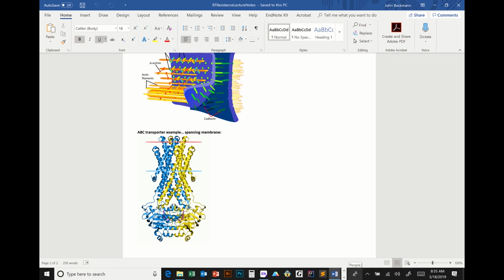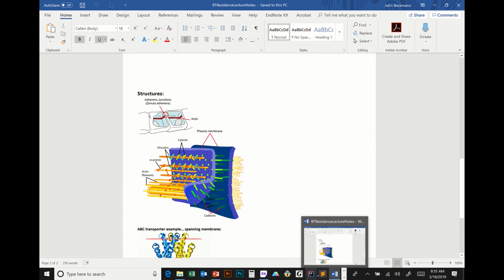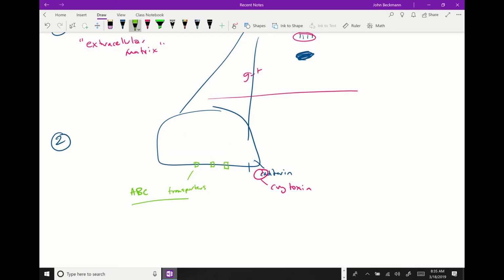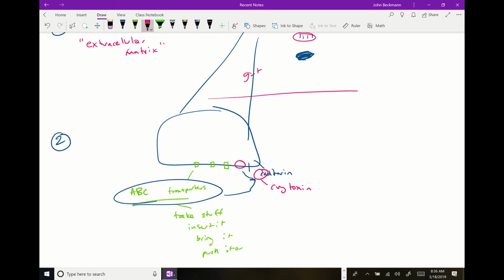And then what these things can do is they take stuff and insert it or bring it through or push it out of the cell. So the second step is these ABC transporters grab the Cry toxin and they bring it into the membrane. And then the Cry toxin opens up a big channel and causes this cell to die.